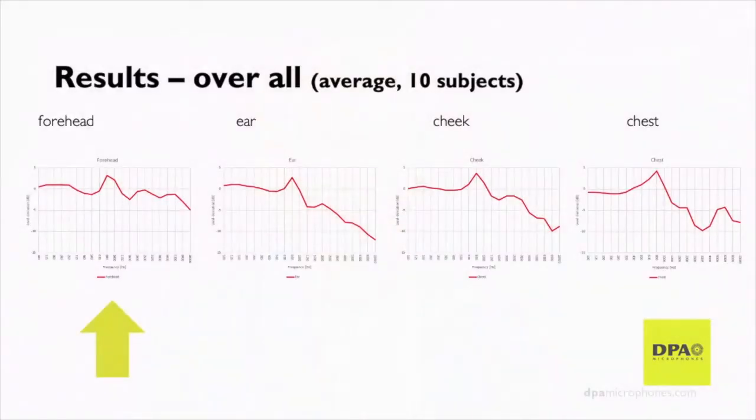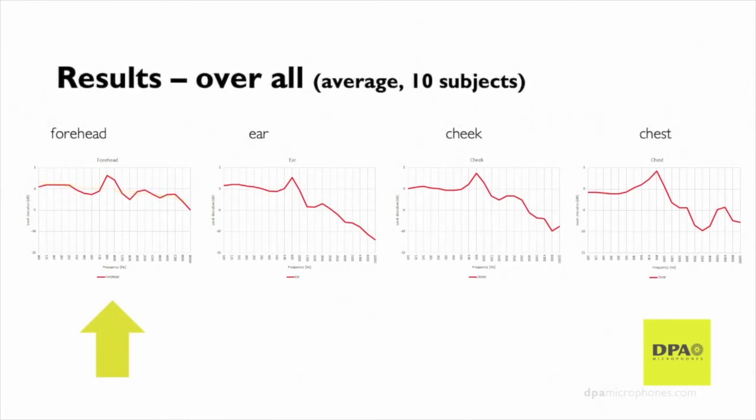Anyway, this is the conclusion of 10 experiments that we did, 7 guys and 3 girls. And we found that the forehead position is almost flat, meaning that it is almost the same as the 1 meter away. There's a little peak at around 800 hertz. I will come back to that.